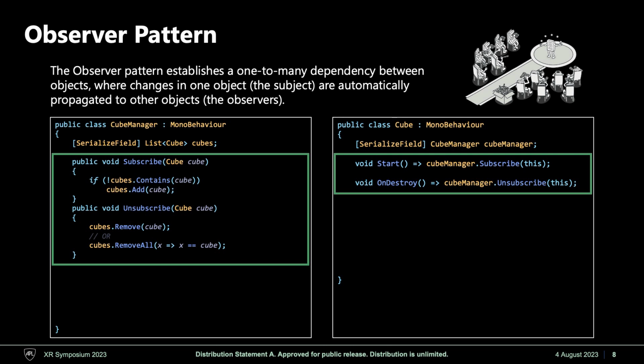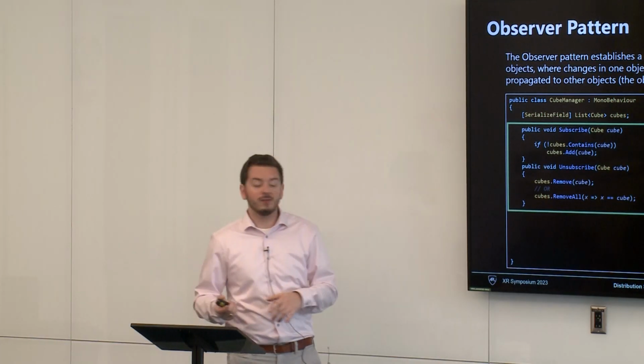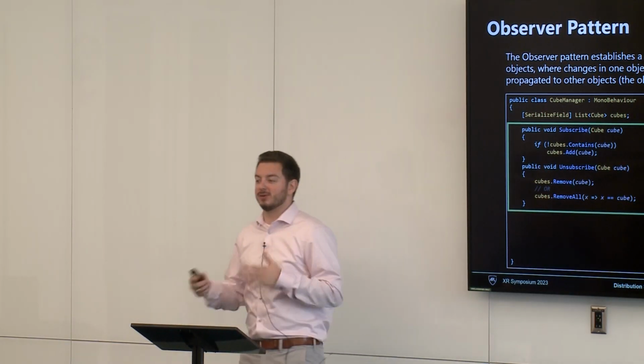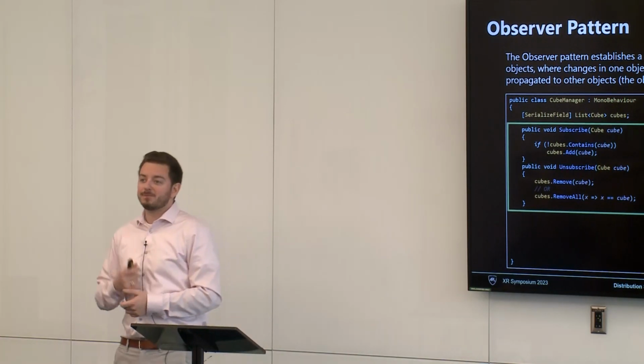So in this case we have two methods, a subscribe and an unsubscribe method. The subscribe method basically takes in a cube and adds it to a list. And the unsubscribe method removes that cube from the list. I have two different ways that we can use to remove, either remove or remove all. And we're also using the lambda operator in here, if we can throw that in as well.